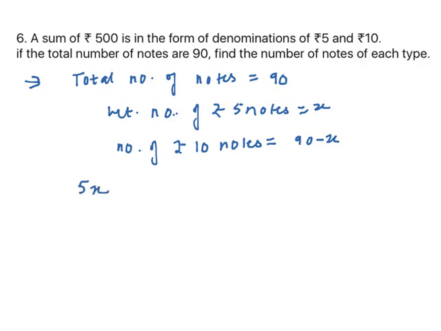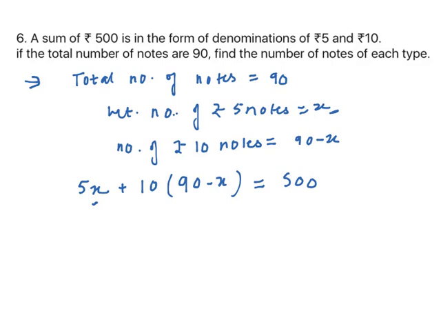5x means rupees 5 notes we have equate to x, plus rupees 10 notes, how much? 90 minus x, and they are equal to 500. So we have been given the sum of rupees 500 in the form of rupees 5 and rupees 10 notes. We are taking rupees 5 notes as x. So how many rupees 5 notes do we have? x, and the rupees 10 notes we have 90 minus x, and the sum is equal to 500.